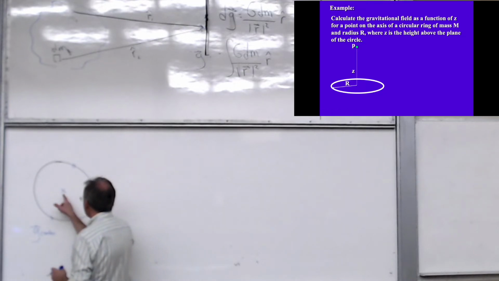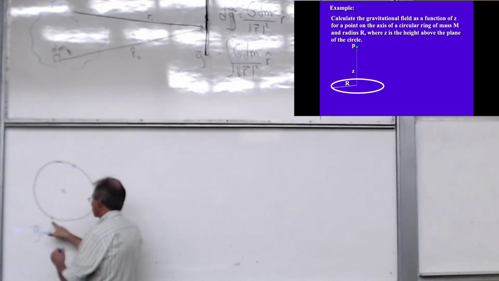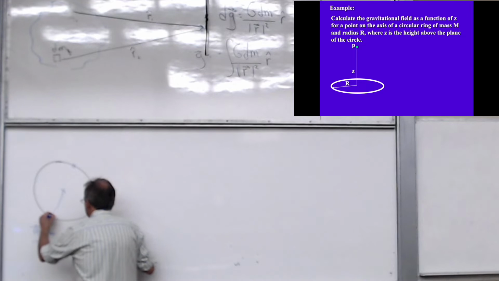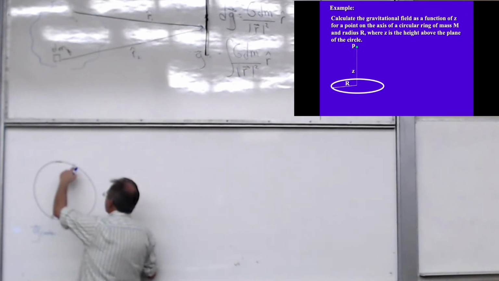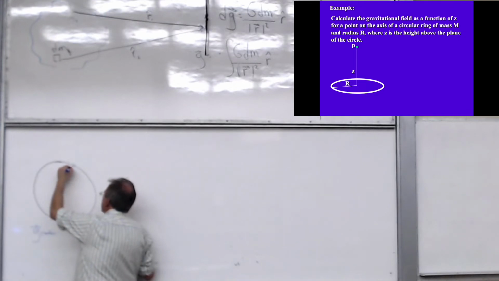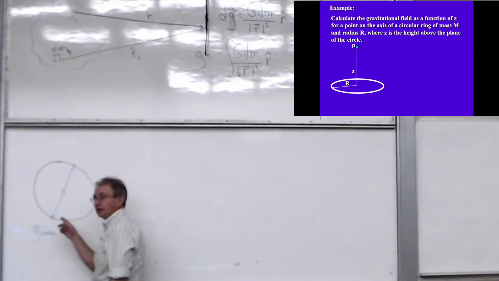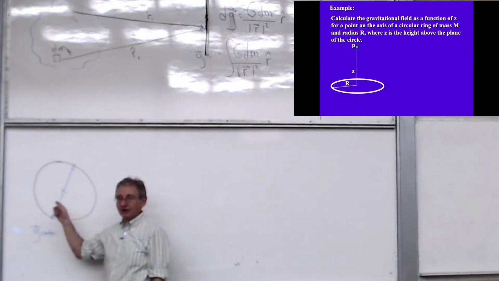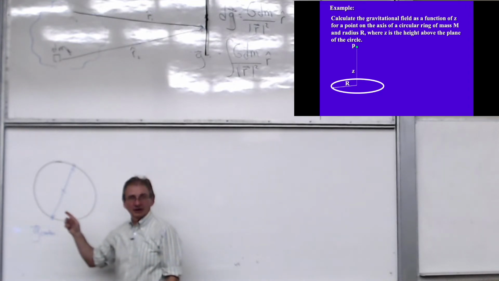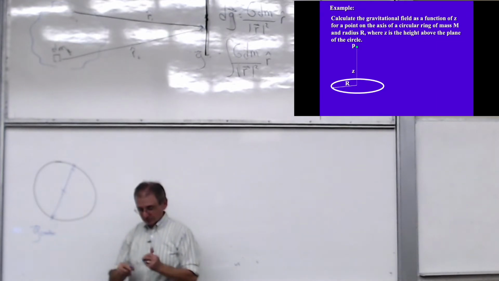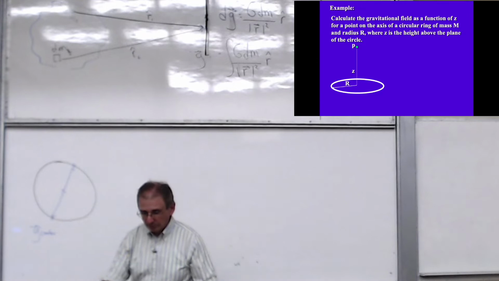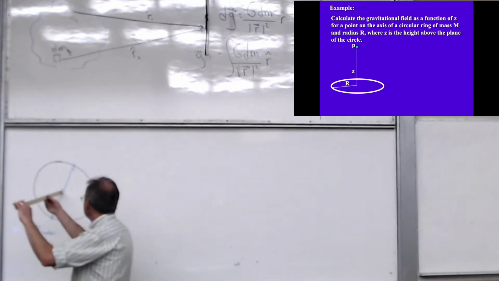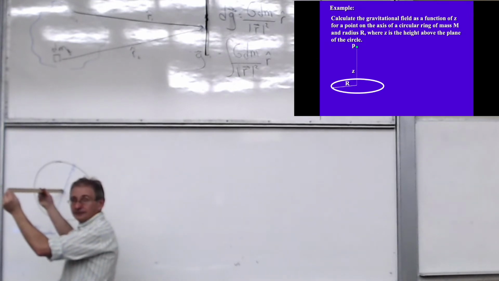The field at this point, due to this object, points this way. The field at this center, due to this object, of equal mass, points in the opposite direction. They cancel out. I can go all the way around my circle and do this, and I'll get complete cancellation of the field at the center. But out of the plane, that's not the case.